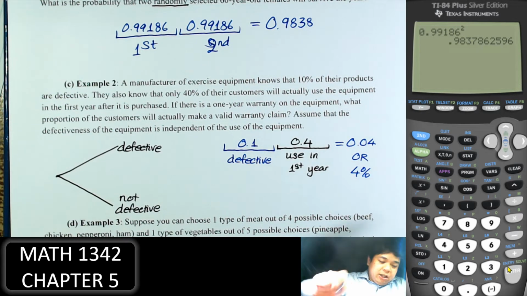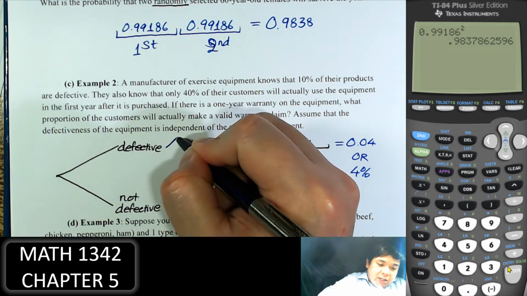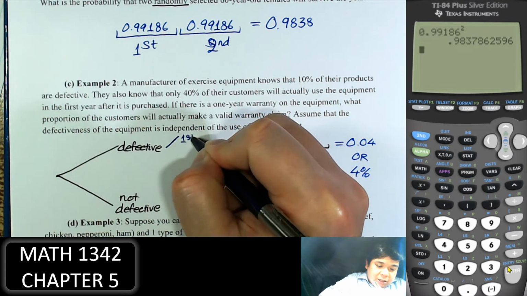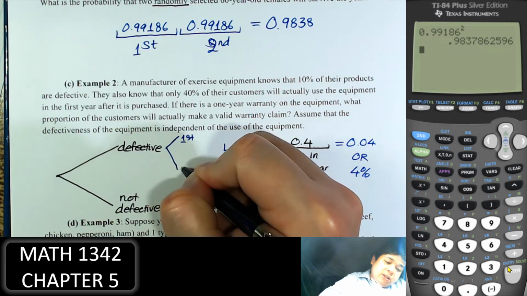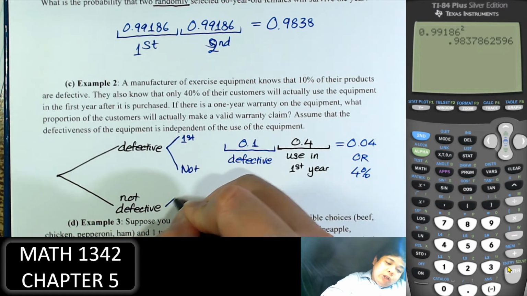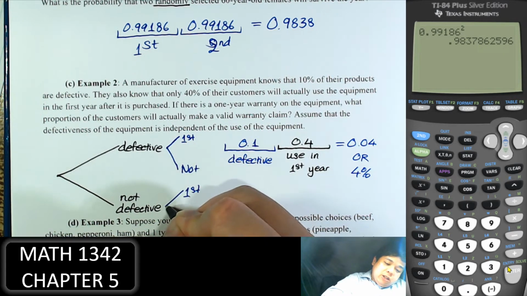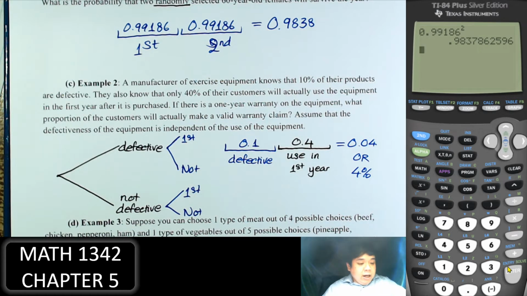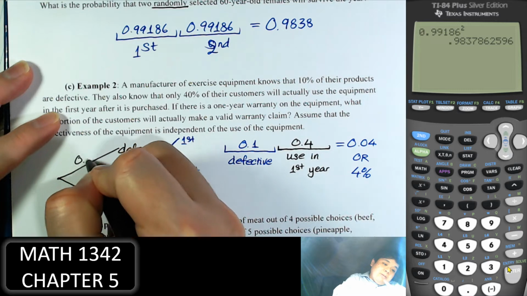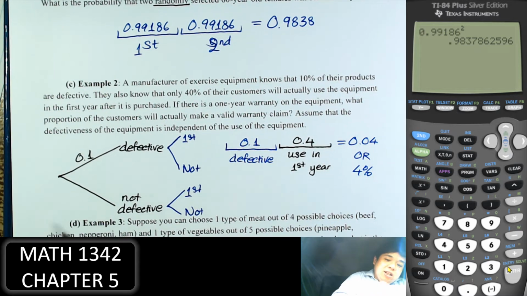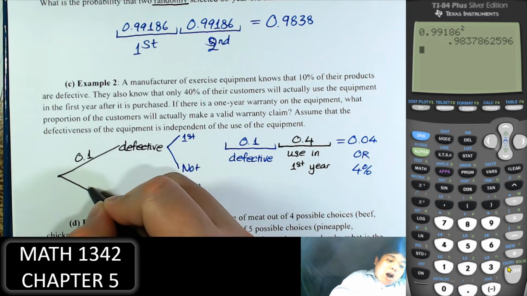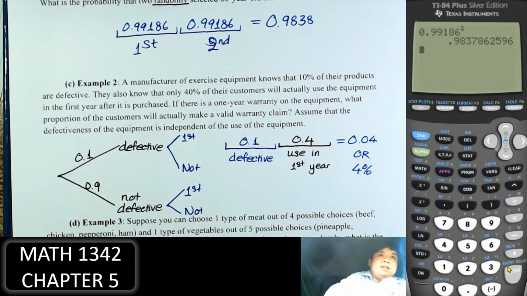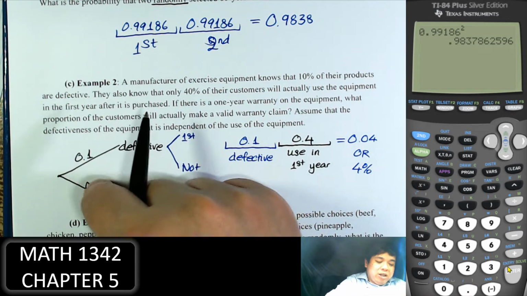And after that, we can use in the first year or not. Now, getting a defective probability of 10%. Getting not defective, of course, is the complement to that, 90%. 1 minus that. So those two always add up to 1.